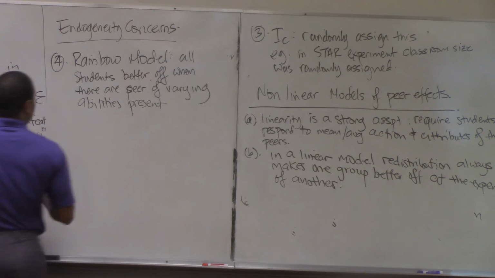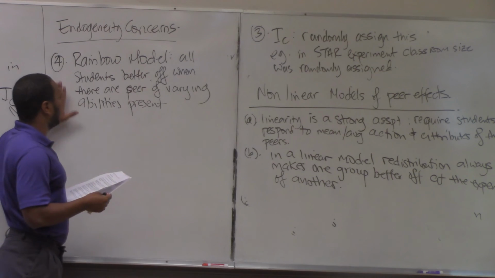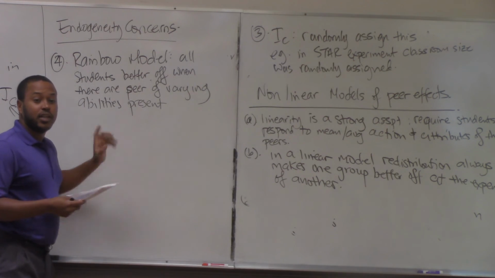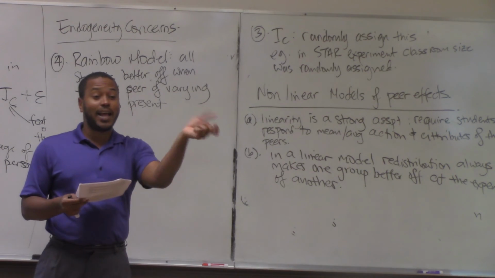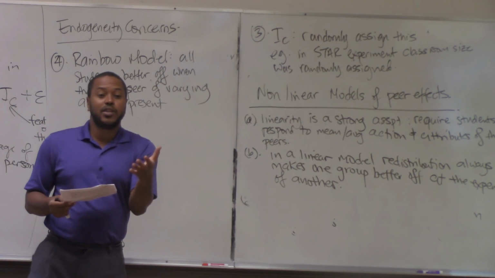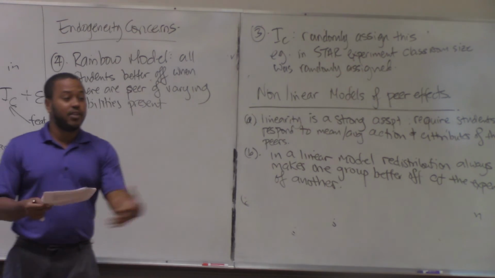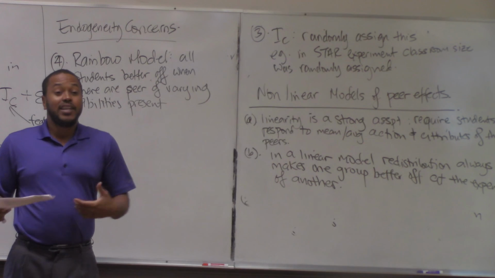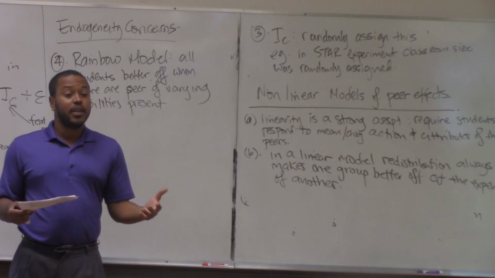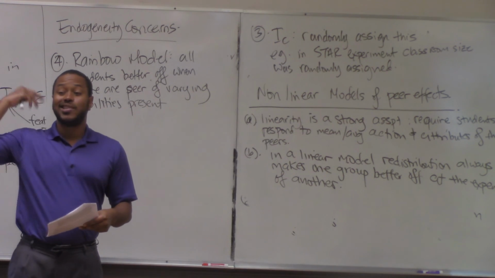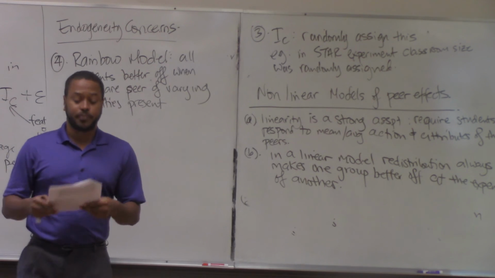All right, so the rainbow model. So all students are better off when their peers are of varying abilities, right? And so you can have a mechanism where there's a kind of helping that happens. I know for me when I took physics, I really enjoyed having students of varying abilities because if I didn't know something, it would help me. If I knew something, I could help somebody else, and I learned a ton by teaching other people too, right?